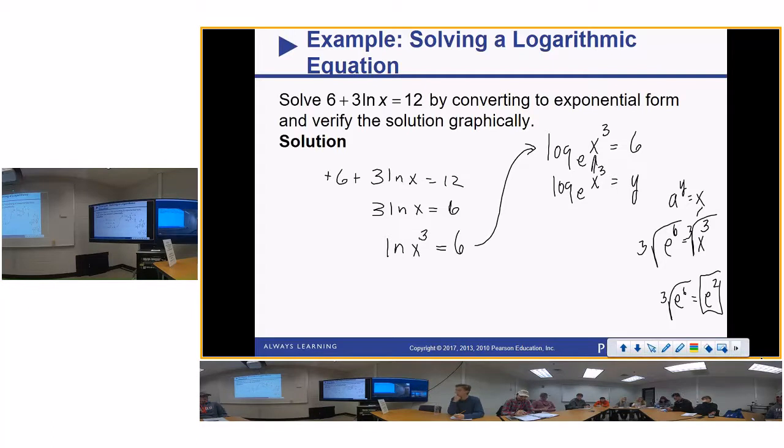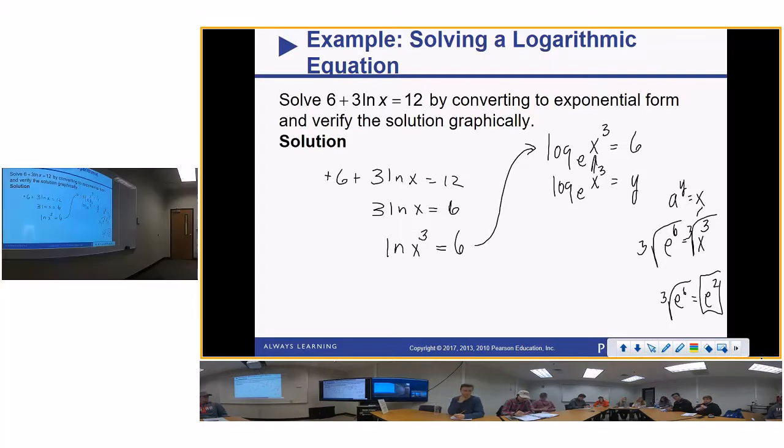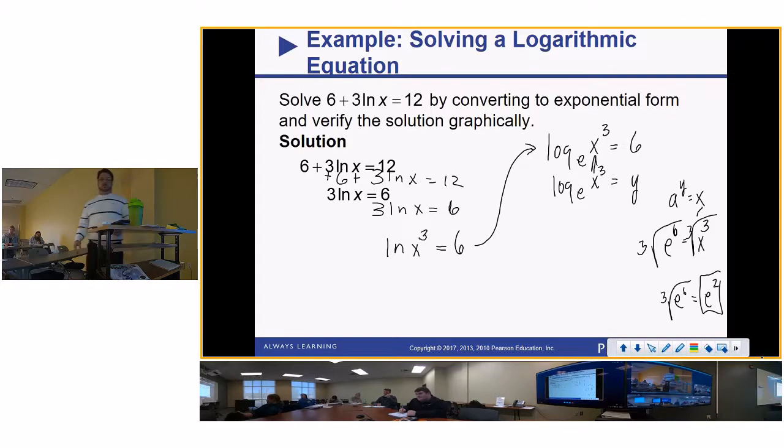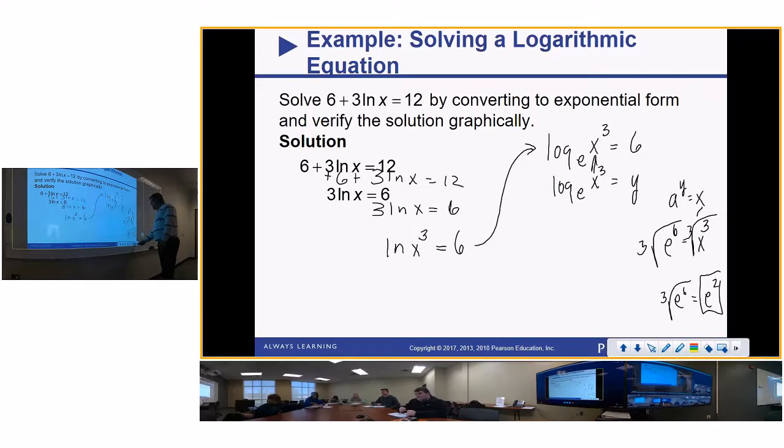Oh, not that again. Oh, 3 natural log. Oh, we should have divided. No, I just saw that right now. See that 3 natural log? We don't need to use that. I took the wrong thing there.